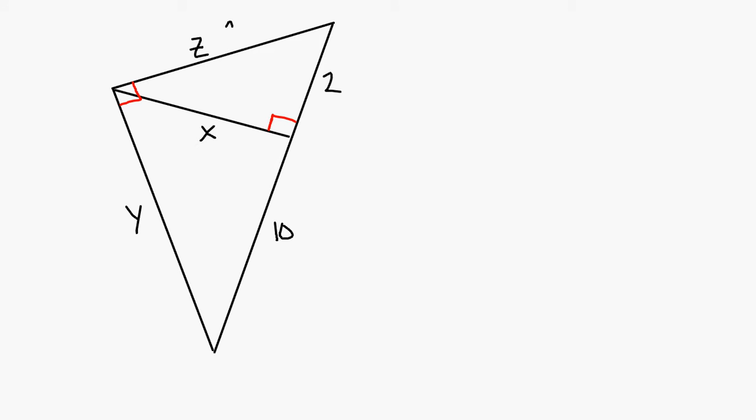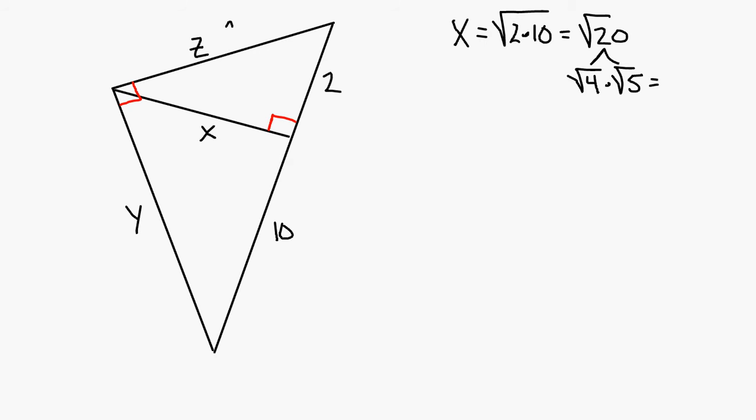So there's two ways to find x. The easiest way to find x here is that x is equal to the square root of 2 times 10, which is equal to the square root of 20. So in simplest radical form, you're going to factor this square root of 20, or simplify it. That's the square root of 4 times the square root of 5. The square root of 4 is equal to 2, and this simplifies to 2 radical 5.